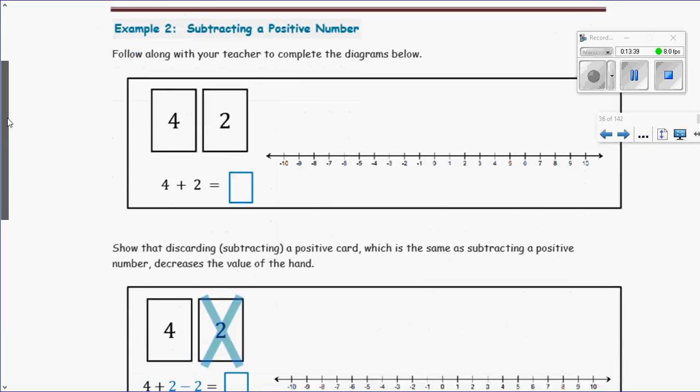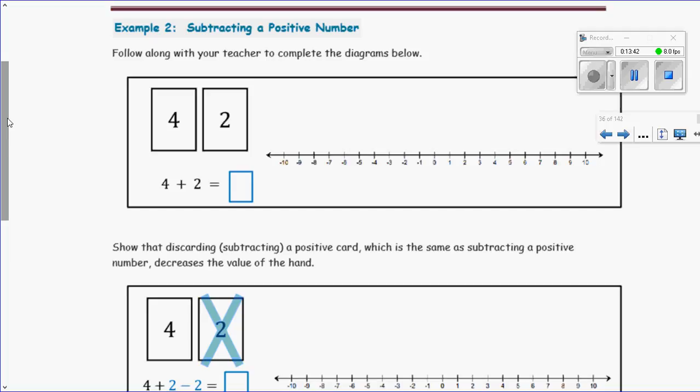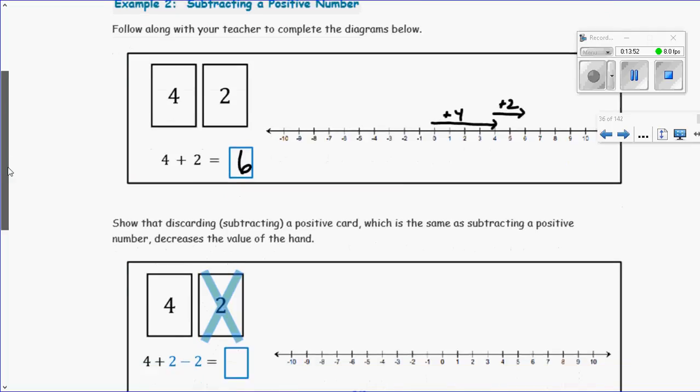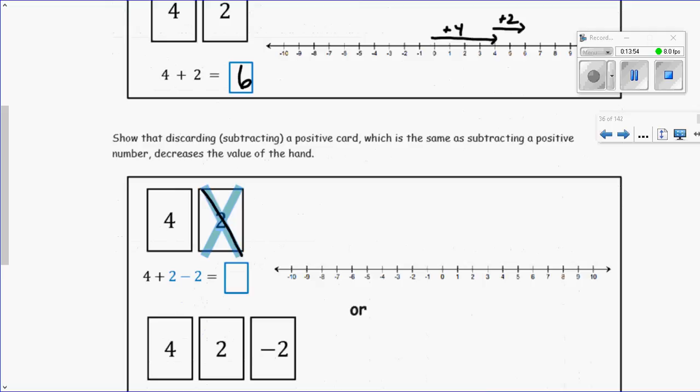If I have a +4 and a +2, I know you guys already get this, so we're going to go through this super fast since it's just reviewing what we already did. So we have 4 plus 2, and that's 6. Now we're going to show what happens when we discard a positive. So I went 4 to the right, 2 to the right. Then when I discard the 2, I go 2 to the left, and I'm just back at 4.